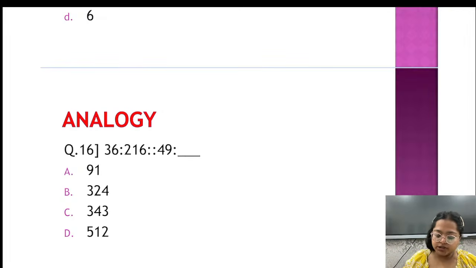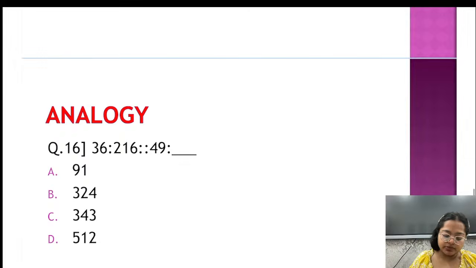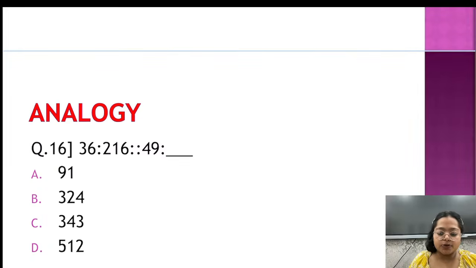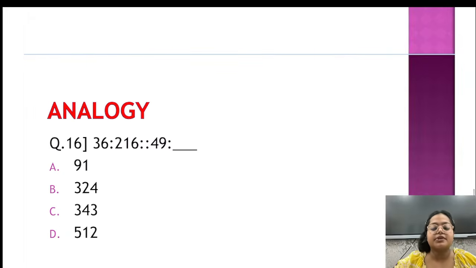Now try this question once. Analogy. Is there any logic in that? Let you try first, now this question. Okay, I will give you 2 minutes. Now solve this question. Is there any logic in this question?